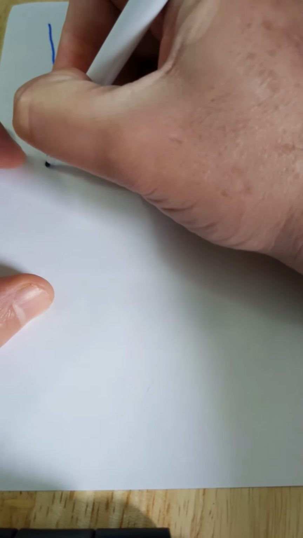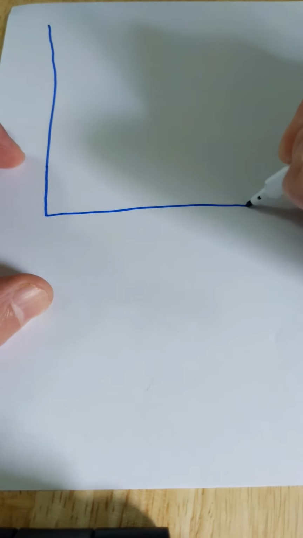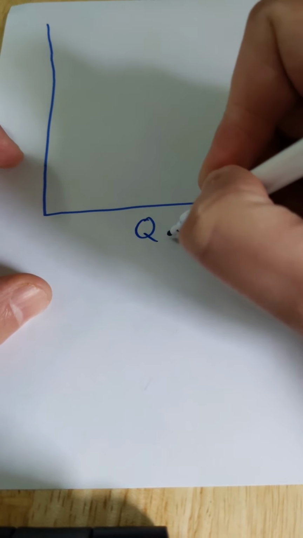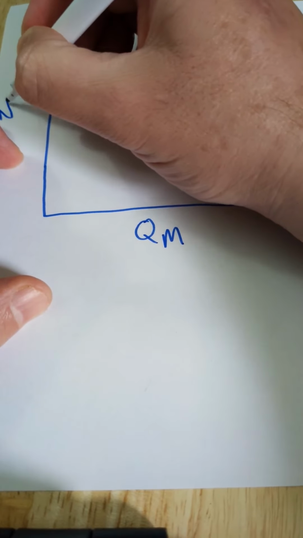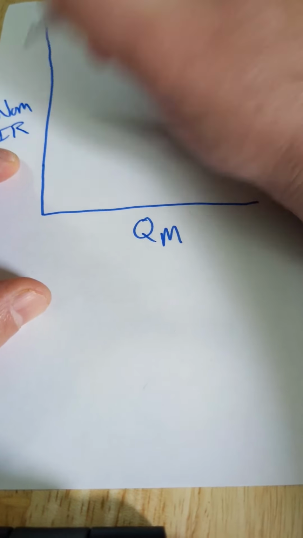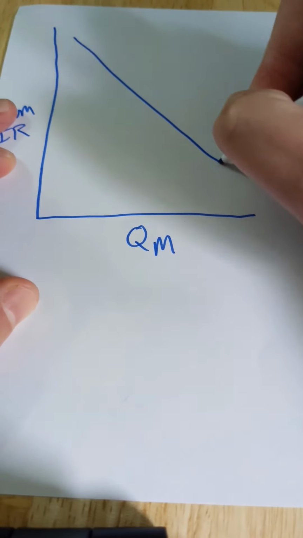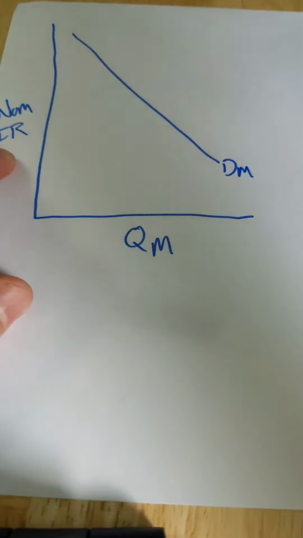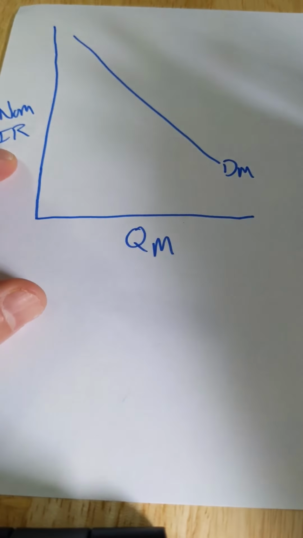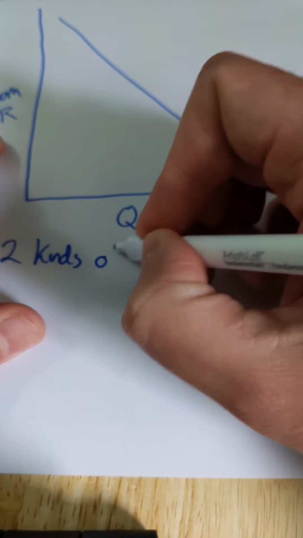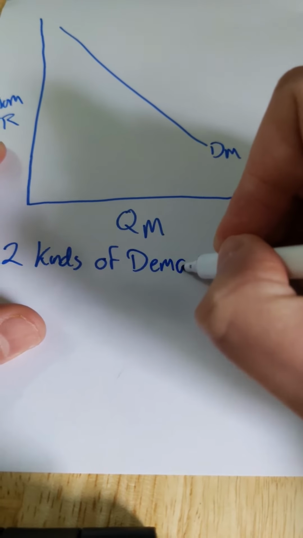We will start with quantity of money. We have nominal interest rates. And the first thing I want to do is the demand for money. And the demand for money is downward sloping. It's D sub M. There are actually a couple reasons for this, and there's a couple of things you need to know. There are actually two kinds of money demand. In other words, we demand money for two different reasons.